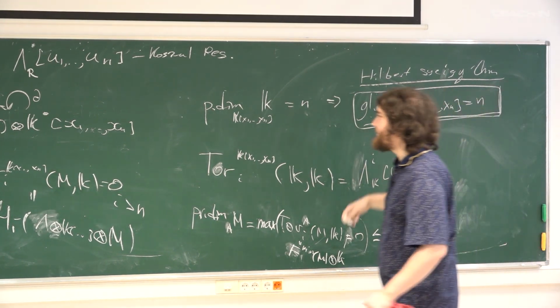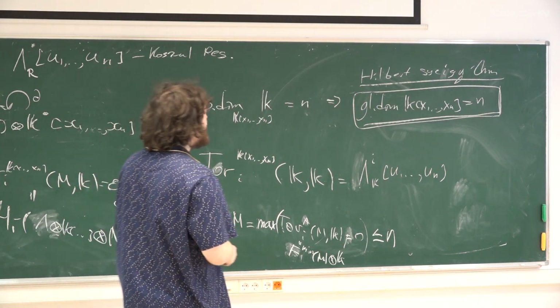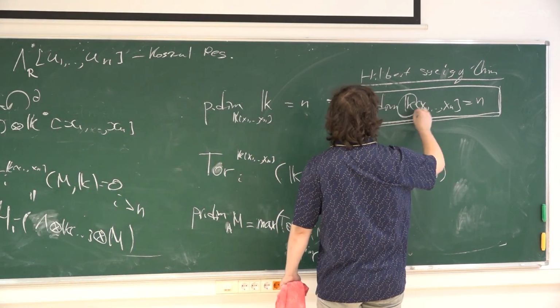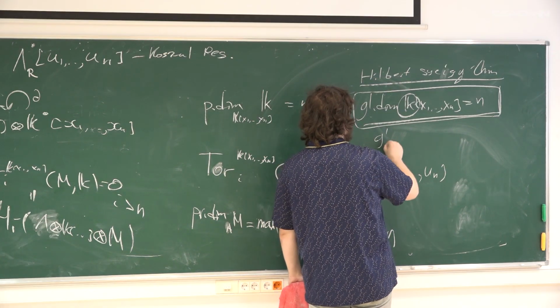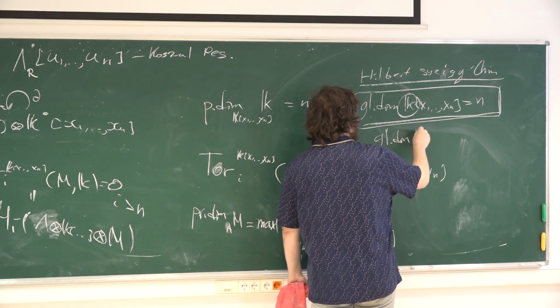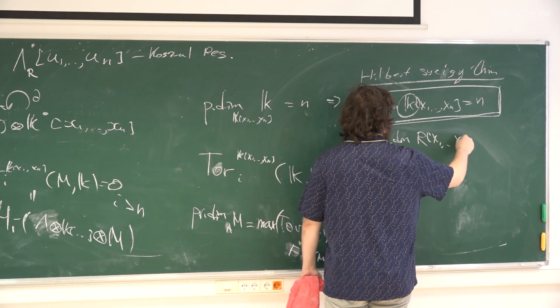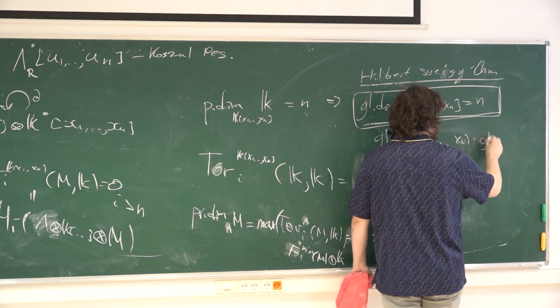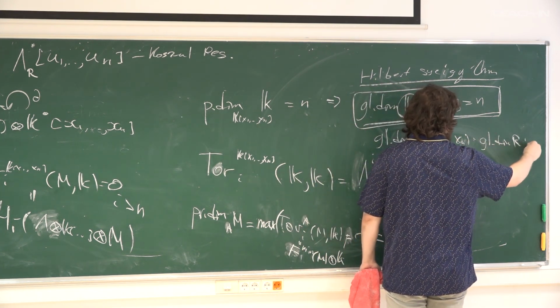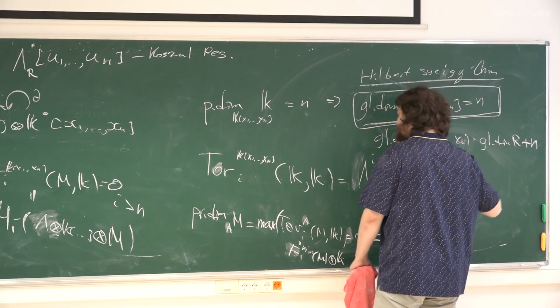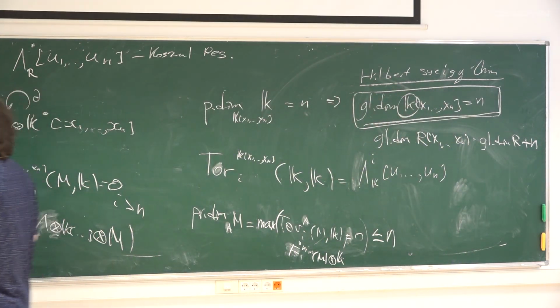So we obtain this observation. In general it's important here that k is a field. In general, the global dimension of polynomials over some ring is the global dimension of this ring itself plus n. Okay.